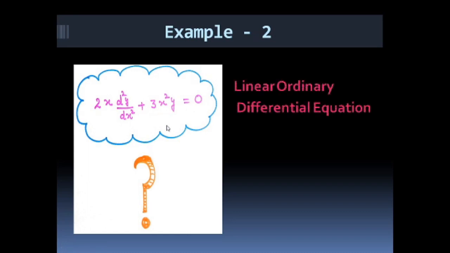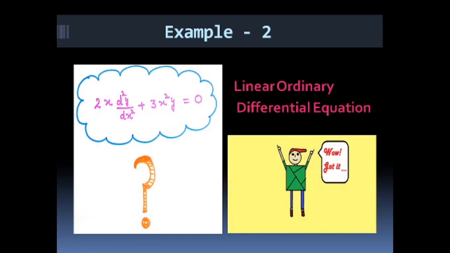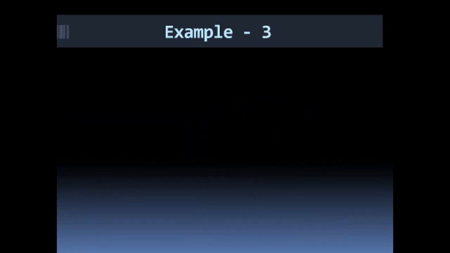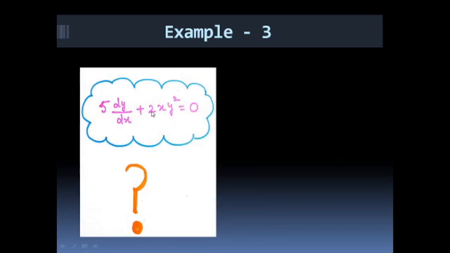So this is an example of a linear ordinary differential equation. Fine. Now come to next example. In this example, now we can see dy by dx. So y is dependent, x is independent, right?